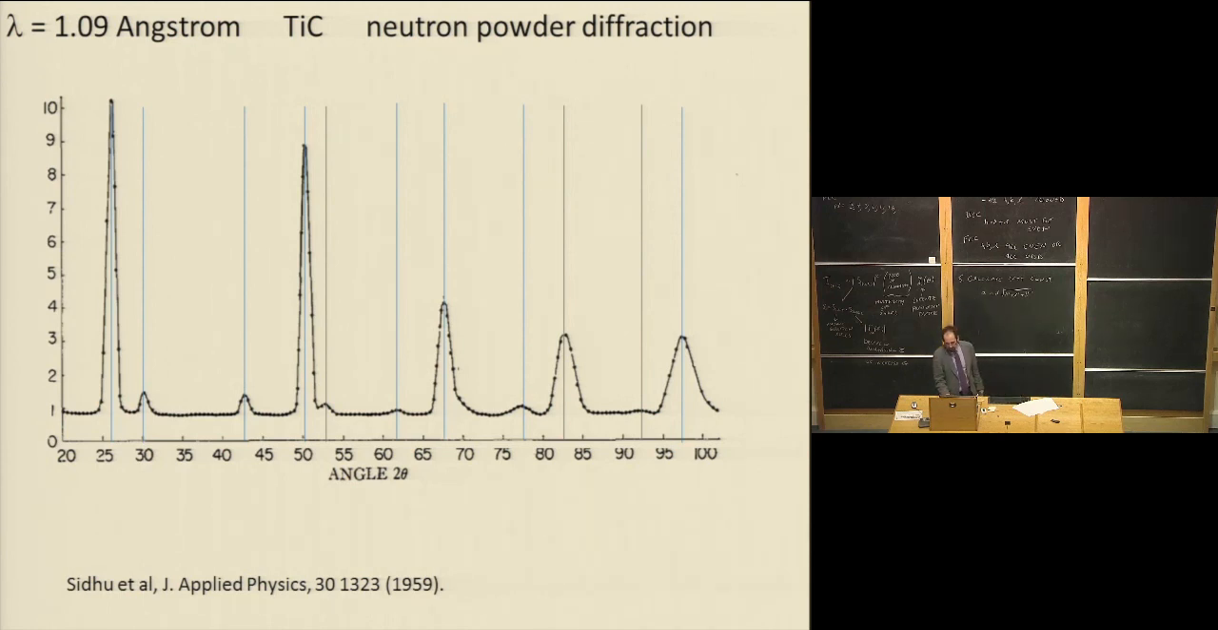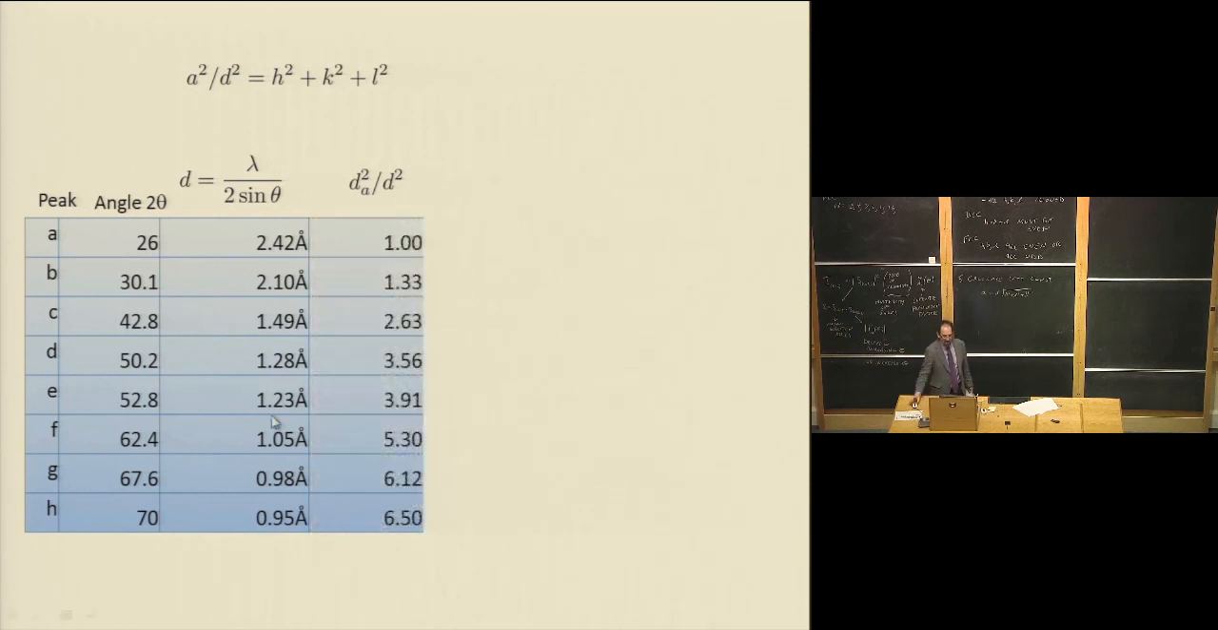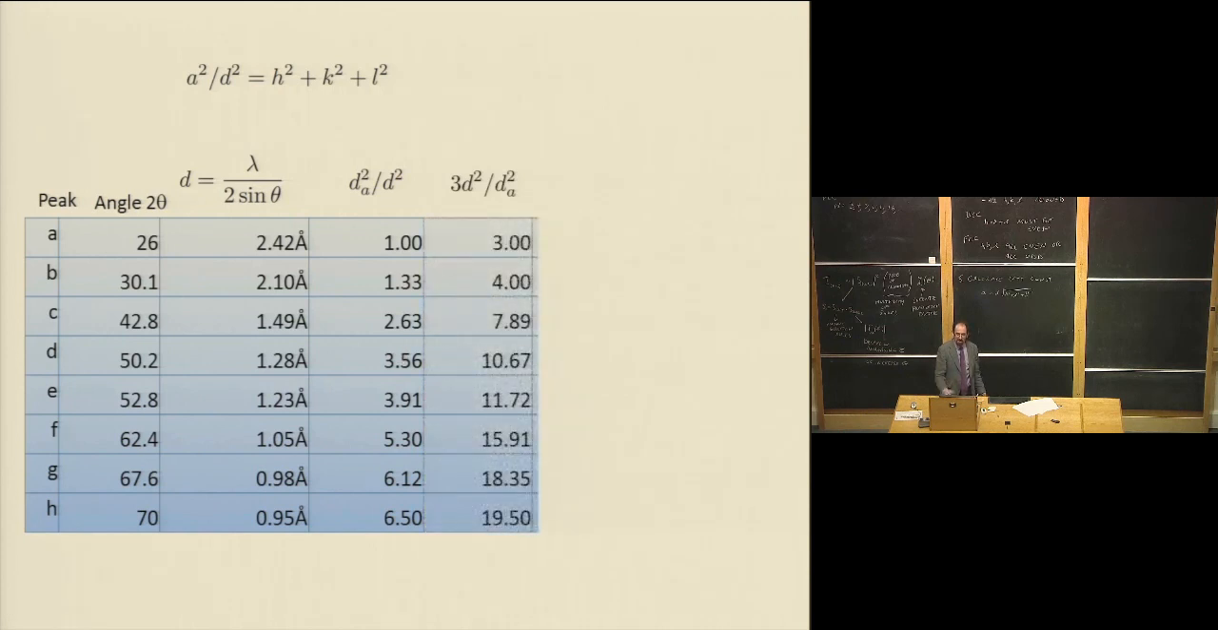Okay, but if you wanted to go through the whole story, we can go through it carefully: measure the angles, calculate the lattice plane spacings, take the ratios of the 1 over the square of the lattice plane spacings. You get 1, 1.3, 2.6. We multiply these by 3. We realize these are integer ratios. 3, 4, pretty close to 8, pretty close to 11.